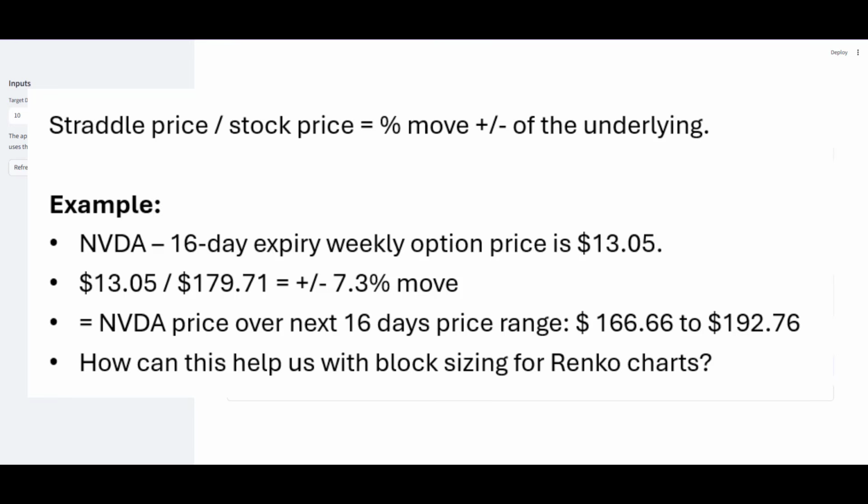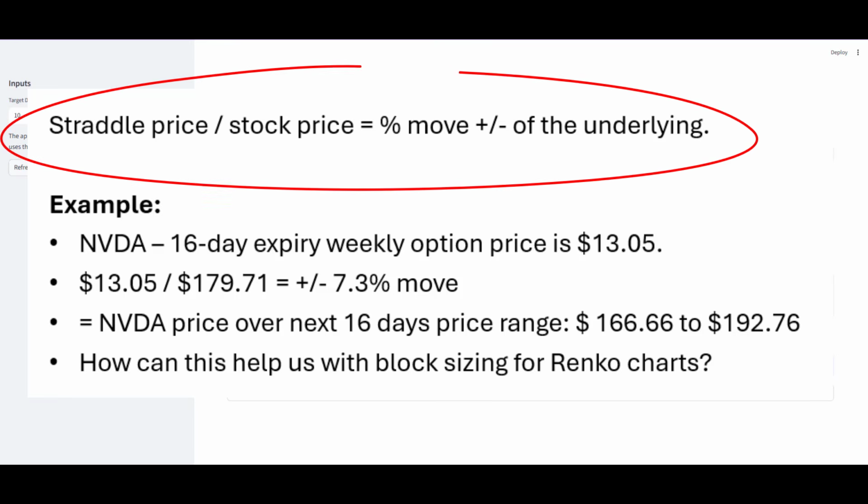You're taking the at the money straddle price for the time horizon, the expiry horizon that you want, and then basically take the premium, get that divided by the stock price, and then you get the expected move in plus minus type of range.